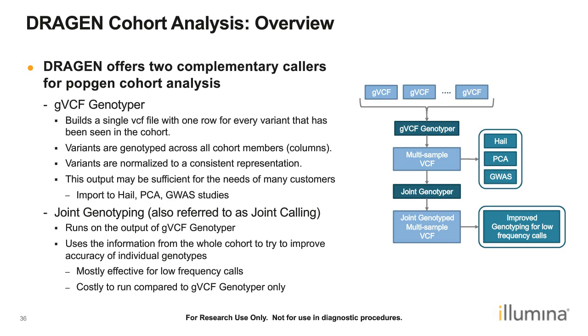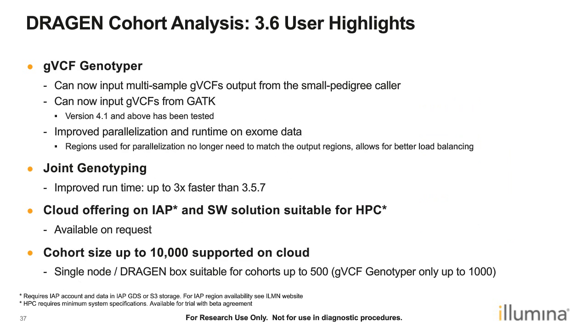So again, the update that we have done now in this release for the GVCF genotyper is we can input GVCFs from GATK. So if you have generated GVCFs from 4.1 version and above, that's what we have tested, then you can input them into DRAGEN and do the GVCF genotyping. We have also improved the speed of runtime for the joint genotyping, so we are seeing about 3 times faster runtimes. This offering that we are calling for this cohort analysis is a software solution, and we have 2 ways in which we deploy that solution.